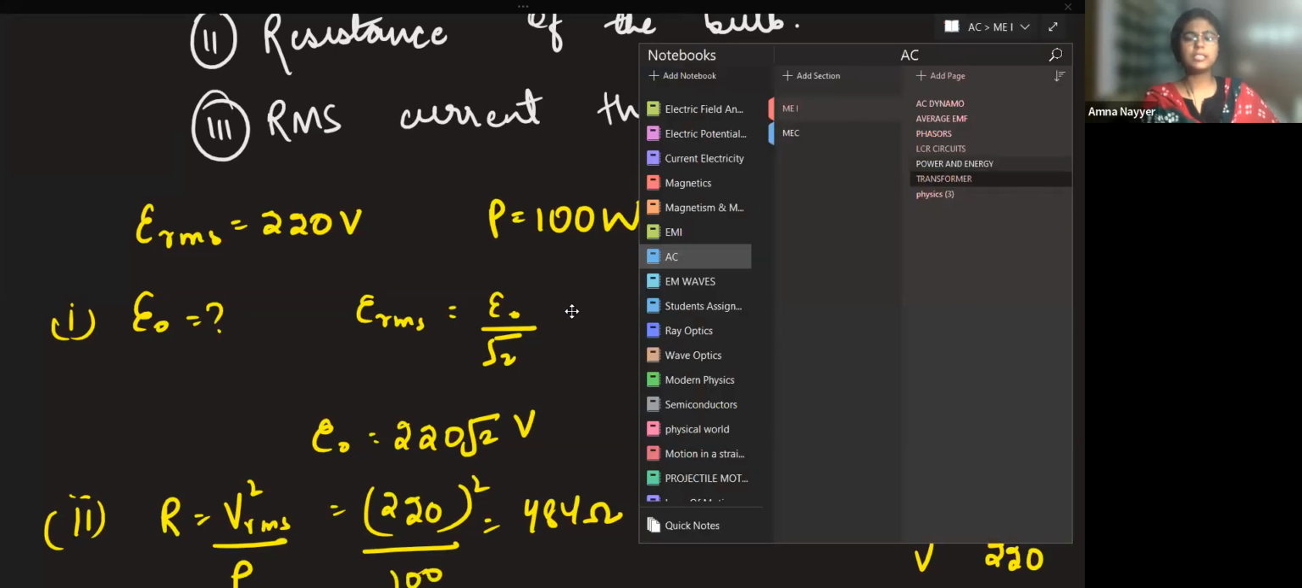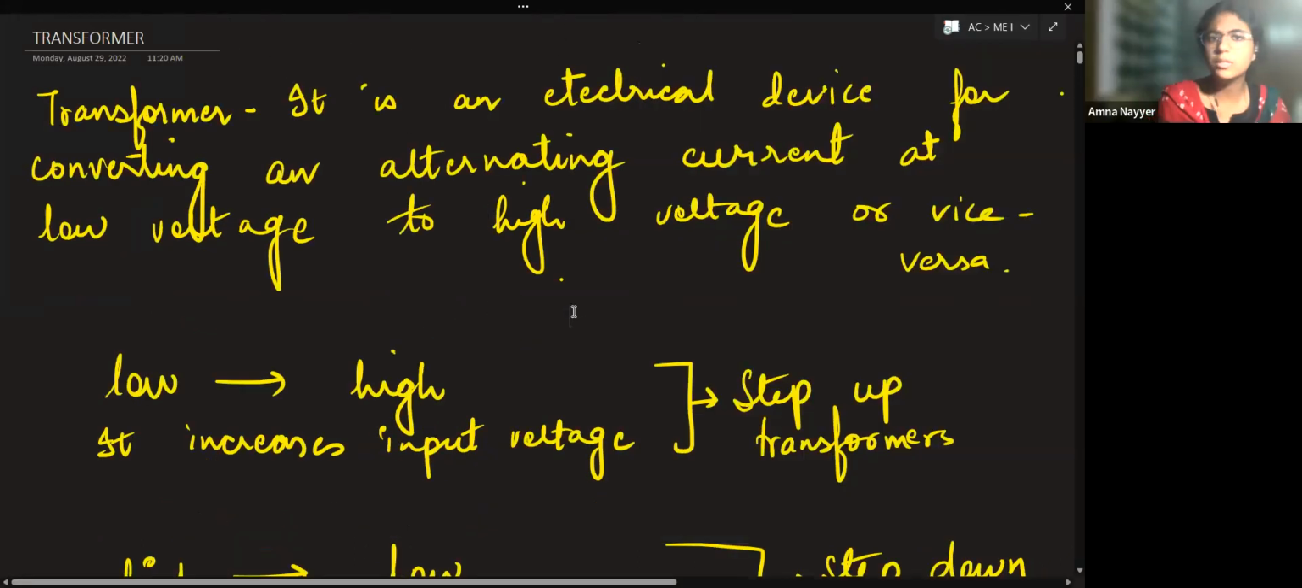Transformers, let's do. Transformers is not difficult. Transformers are the easiest part of this lesson, alternating current.